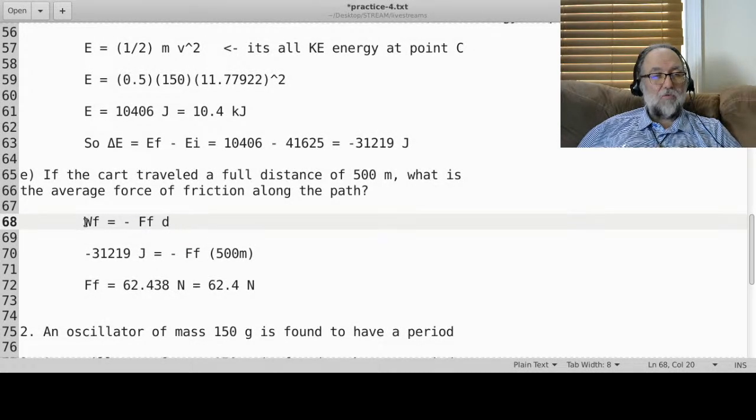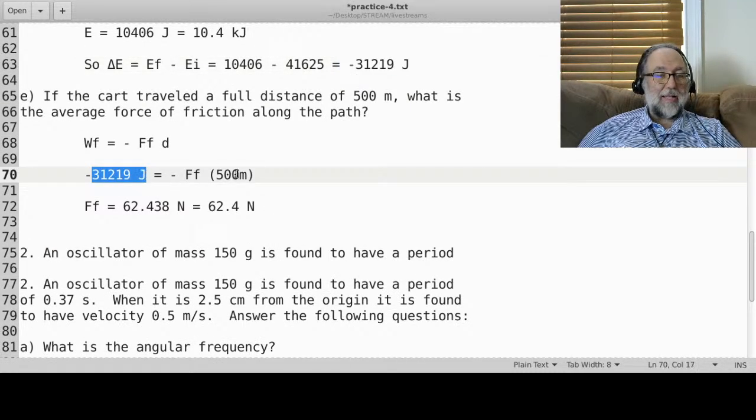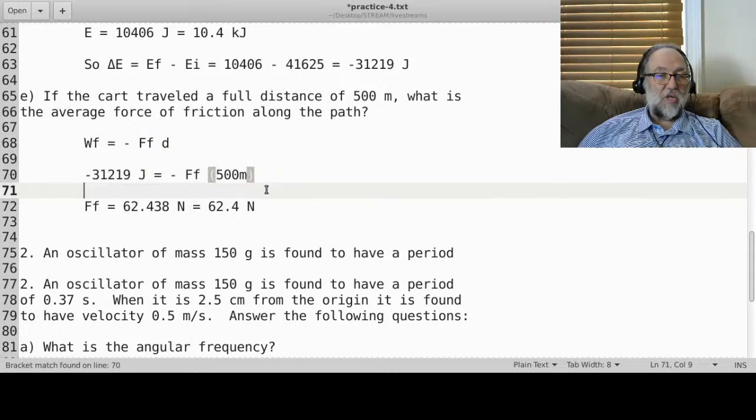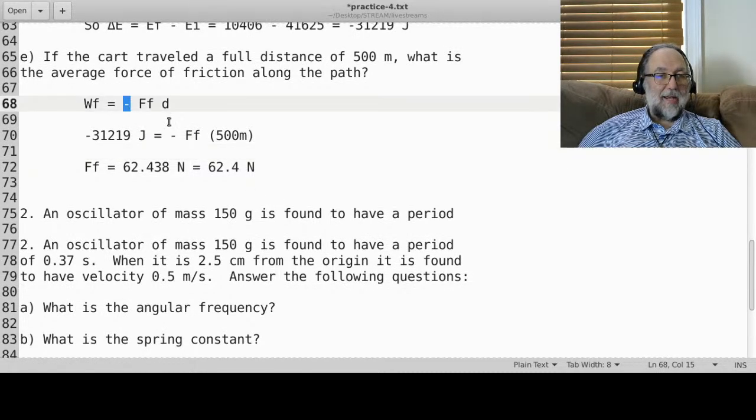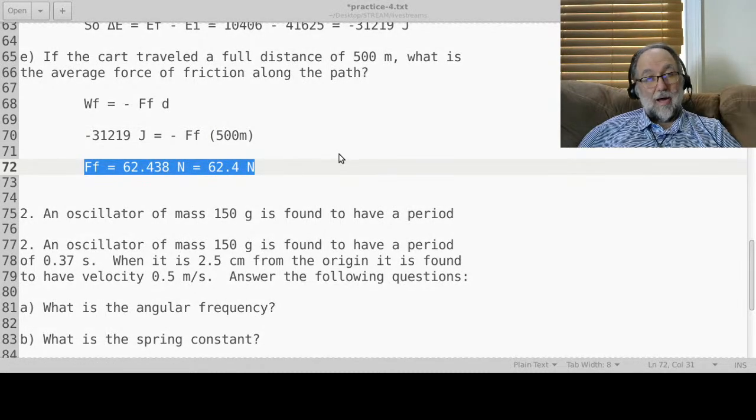So for the work due to friction, it's just the number. It's just the energy lost. And that's got to equal the force of friction multiplied by the distance over which that friction acted. You'll see that the negative sign there cancels with the negative sign there. So you just take the 31,219 divided by 500, and you find that the force of friction is equal to, on average, 62.4 newtons.